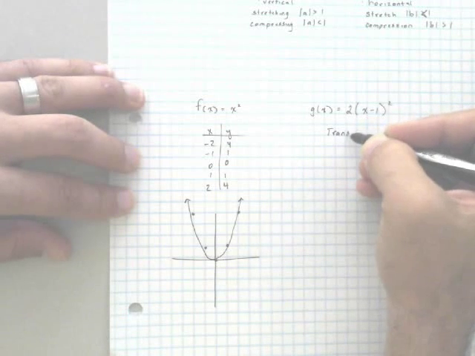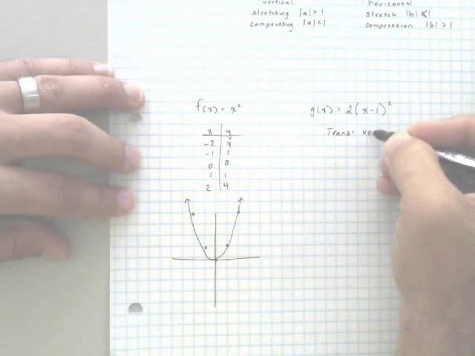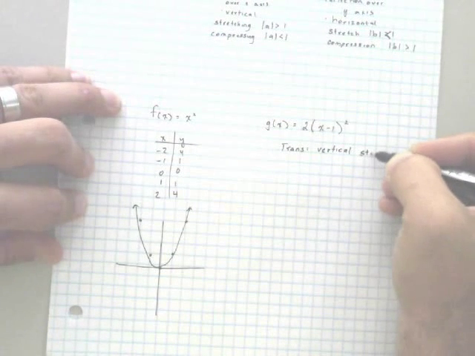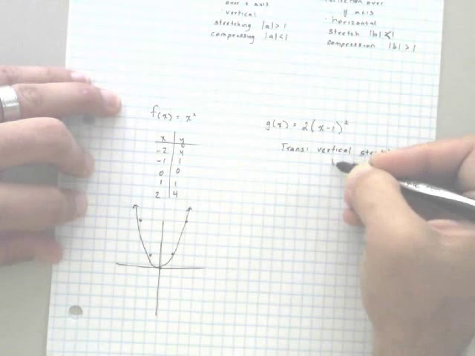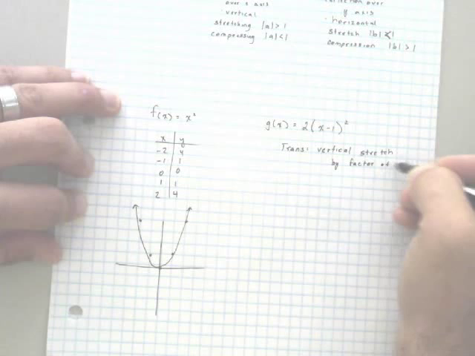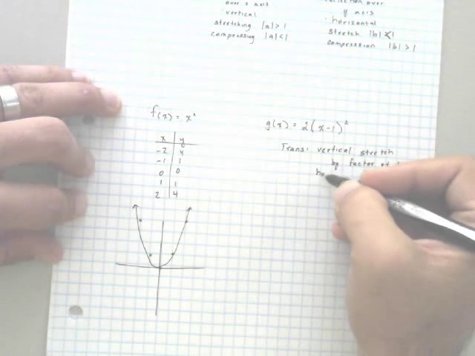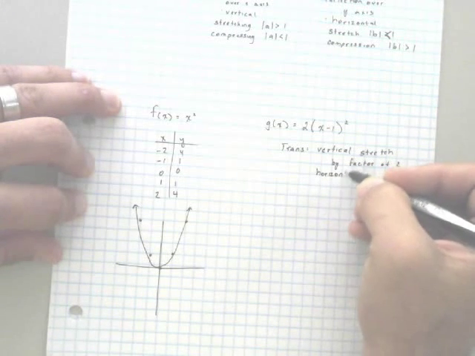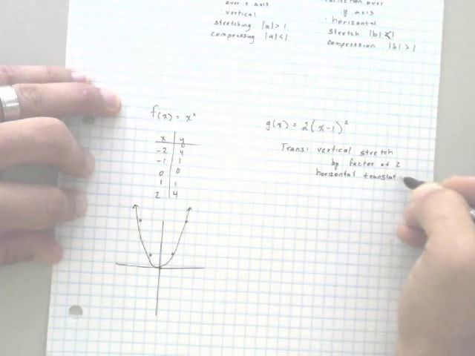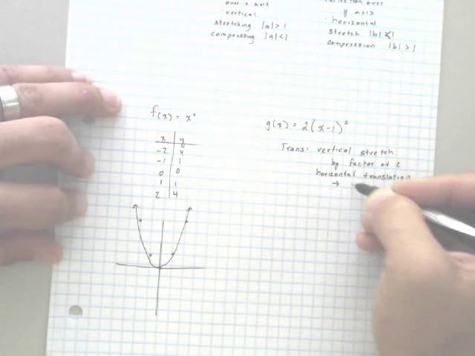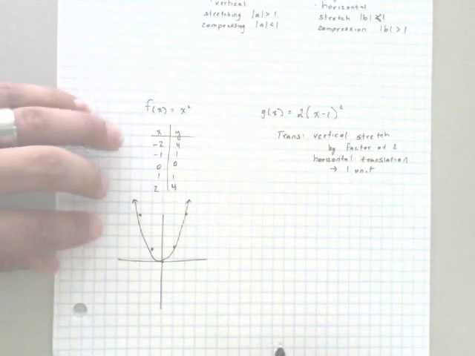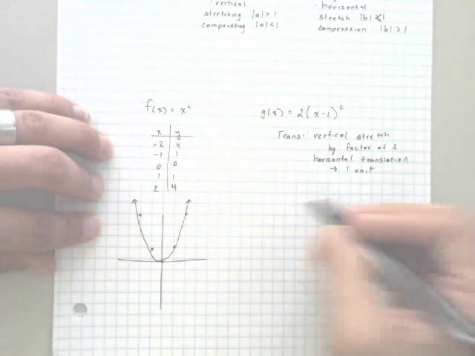now my transformations are going to be a vertical stretch by a factor of 2, and it's going to be a horizontal translation to the right 1 unit. Okay, so I'm identifying my transformations there.